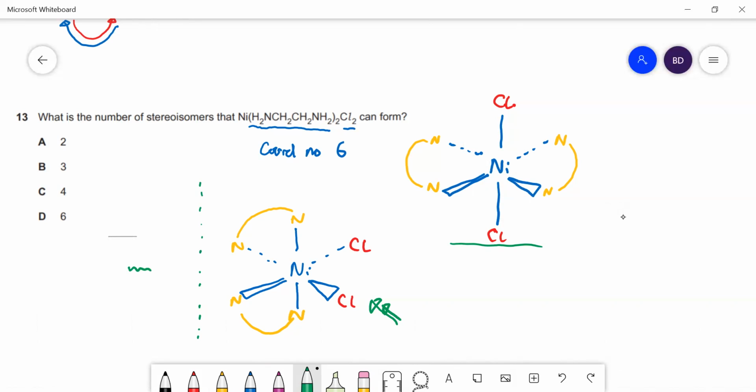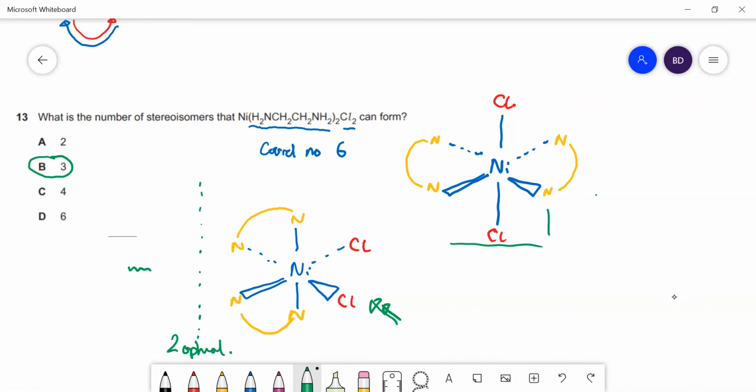So how many stereoisomers have we got? Well, we've got two optical isomers here, and then we've got this one isomer, which is a cis trans isomer. So the total number is 3 different stereoisomers. B is the answer.